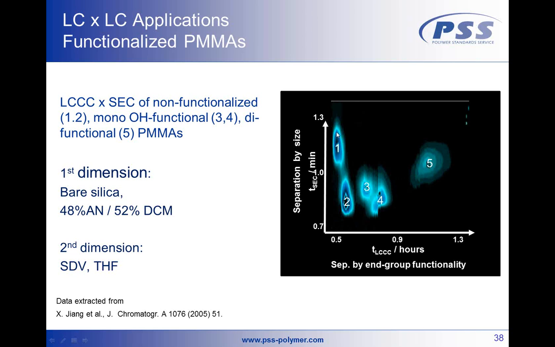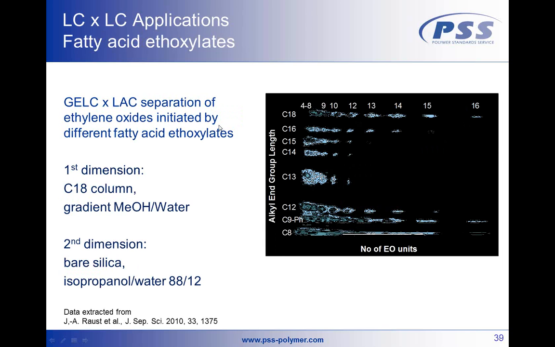And as you can see, I have two samples which have no OHs, 1 and 2, but these differ in the separation in the second dimension because they have different molar masses. Same is true for 3 and 4, and so this is a way to separate according to functionality in one axis and size exclusion chromatography in the other axis. That is also a fancy thing.